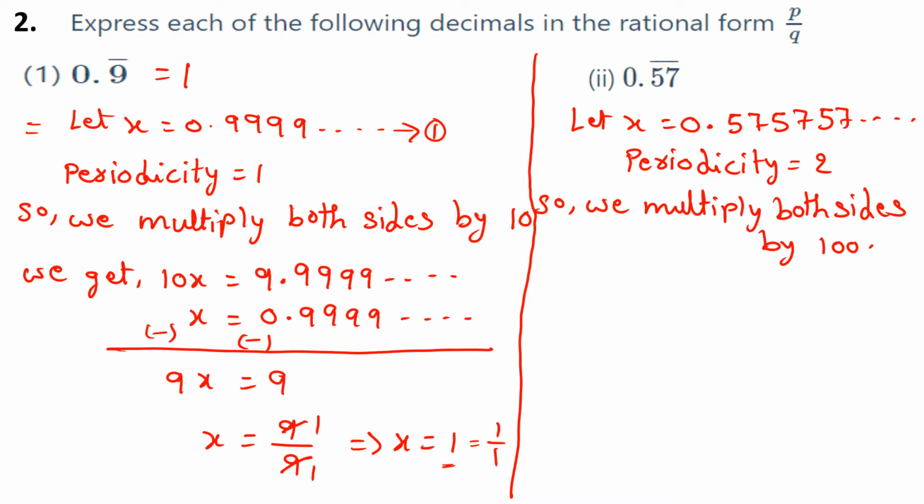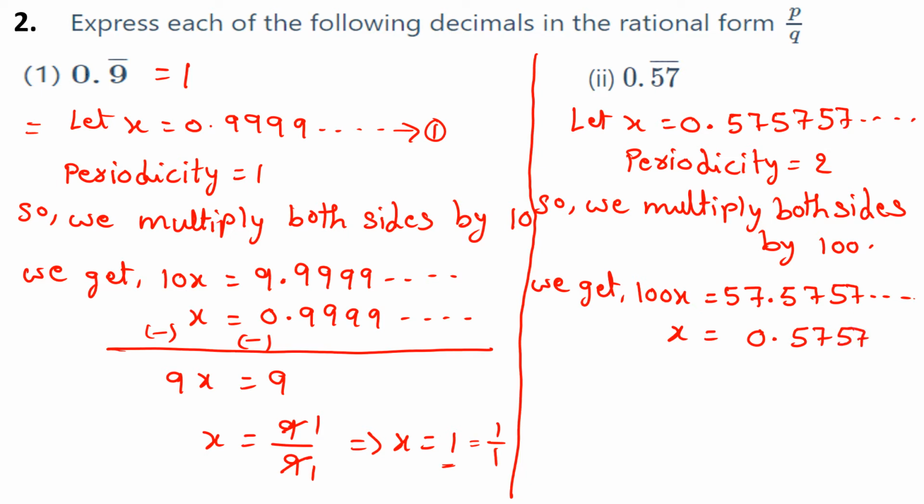Then we get 100x equals, the point moves 2 steps to the right now, so 57.5757 and so on. Write the x value under this 100x, that is 0.575757 and so on. Now we should subtract the x value from 100x. Change the signs here. 100x minus x, how much is it? 99x.